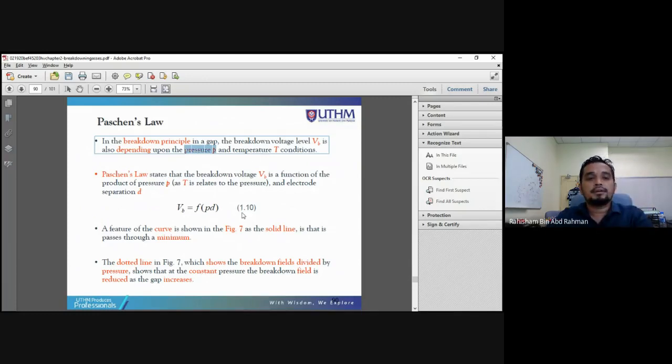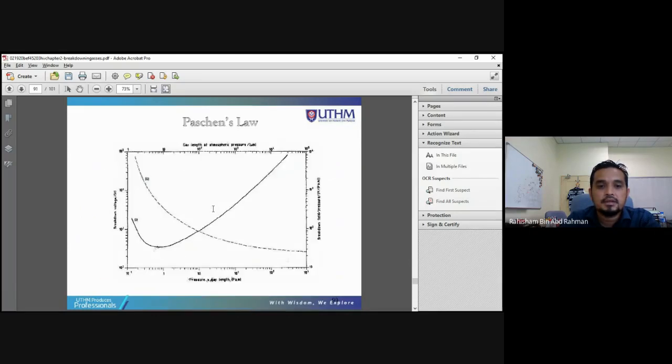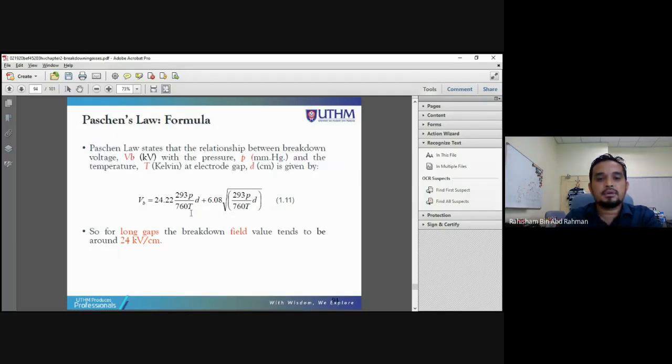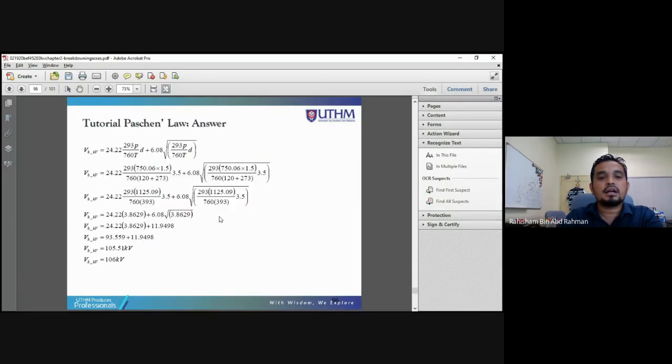Paschen's law involves the pressure and temperature. This is the Paschen curve, and you can read what is happening before the line and after the line from the explanation. And we have these formulations which you can use to calculate some values.